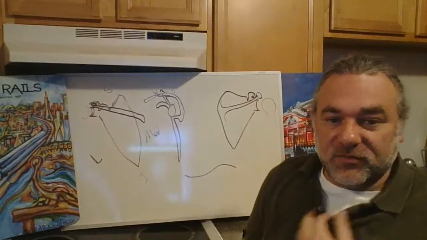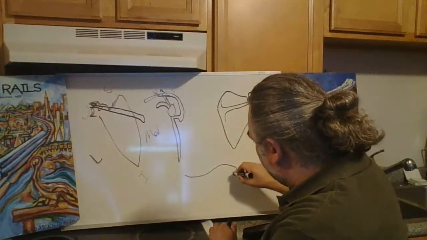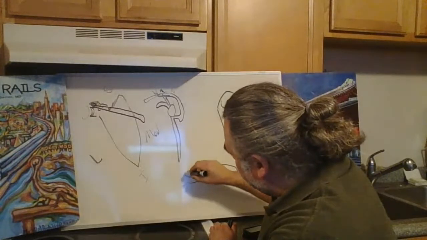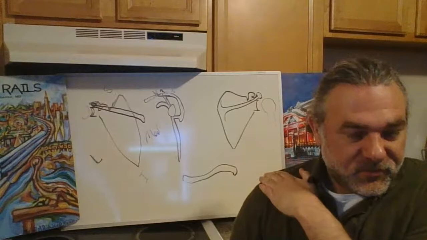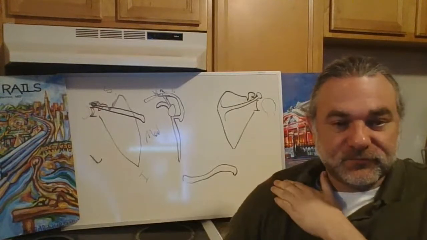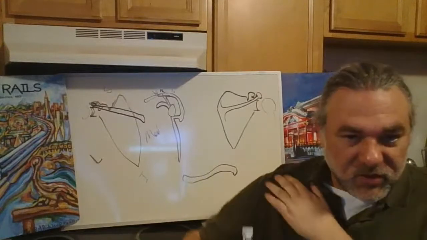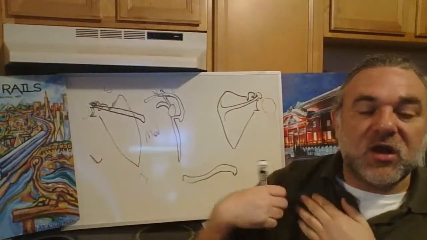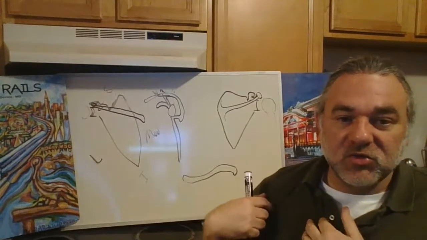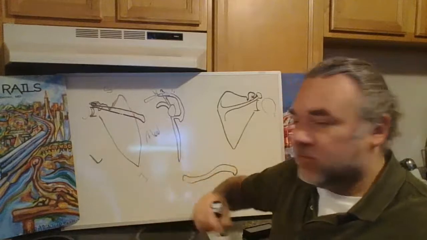The clavicle. So you have the sternal end, which usually is a little bigger on the side here, and the acromial end, which becomes flat on the side where it goes into the clavicle. By the way, some people will tear the joint between the clavicle and the acromion, and that will cause a destabilization of the shoulder. So will a fracture of the clavicle.